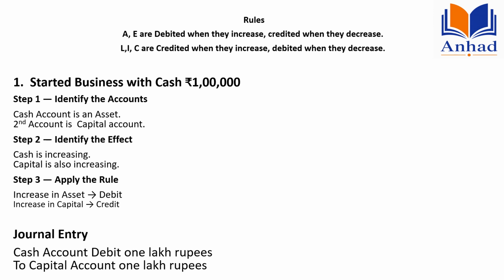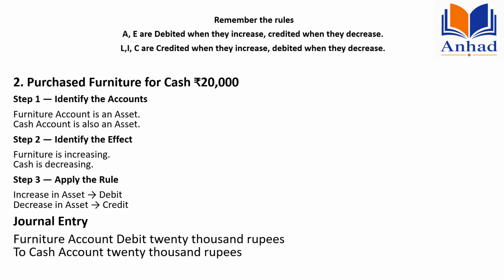Transaction 2. Purchased furniture for cash worth 20,000 rupees. Step 1. Identify the accounts. Furniture account is an asset. Cash account is also an asset. Step 2. Determine the effect. Furniture is increasing. Cash is decreasing.